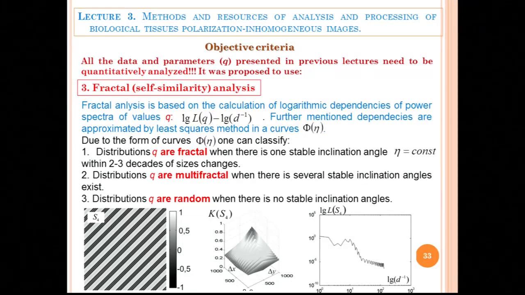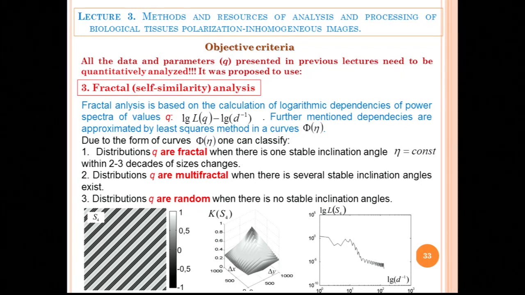Here is a model image, for example, of the Stokes vector of birefringent cylinders. This one is the two-dimensional autocorrelation function, and this one is the power spectrum density. Fractal analysis is based on the calculation of logarithmic dependencies of the power spectra of values Q. These dependencies are then approximated by the least square method in curves f.